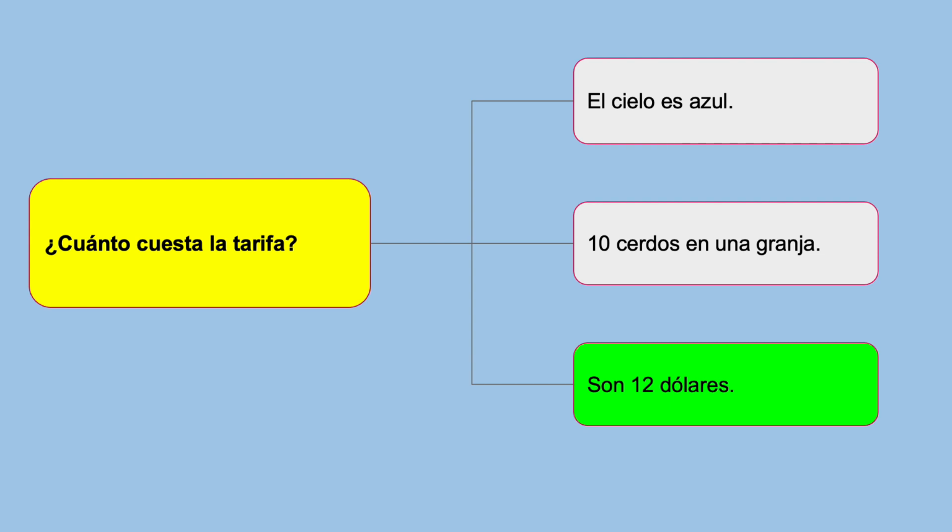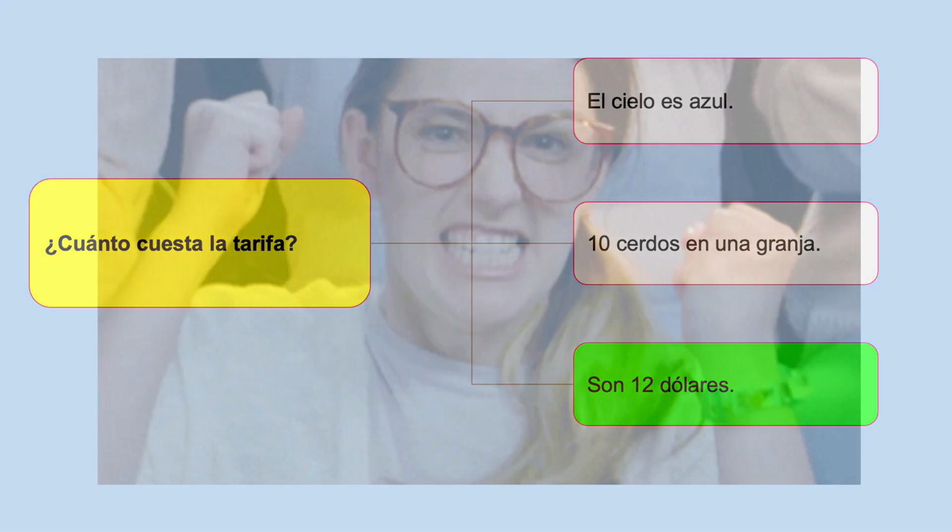¿Cuánto cuesta la tarifa? Son $12. How much is the bill? That'll be $12. That would be the best response based on the prior script. The other two options, el cielo es azul, the sky is blue, or 10 cerdos en una granja, 10 pigs on a farm, would not seem to be very good responses to cuánto cuesta la tarifa or how much is the bill, unless you're exchanging a cab ride for 10 pigs, that is.